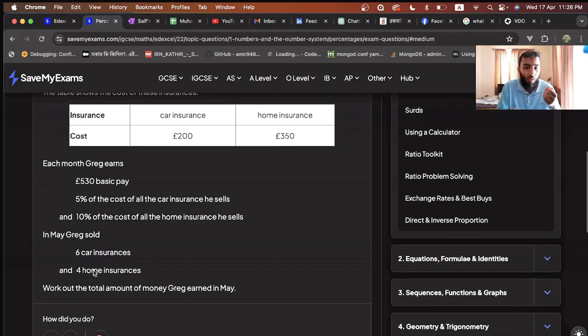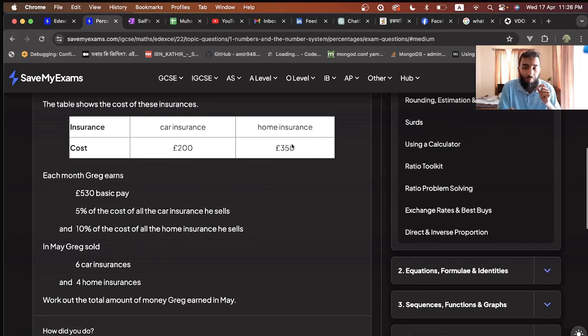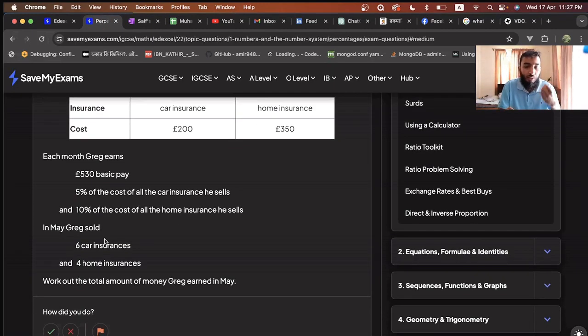And Greg sold 4 home insurances. For each home insurance, the cost is 350 pounds. So 350 multiplied by 4 is, 4 threes are 12, 4 into 0.5 is 2, so it's 1400 pounds. So this is the amount that Greg sold.